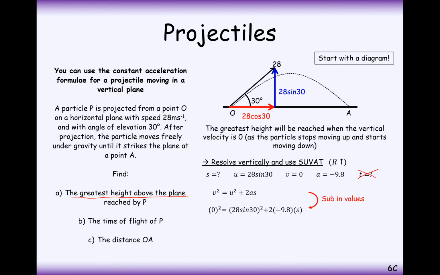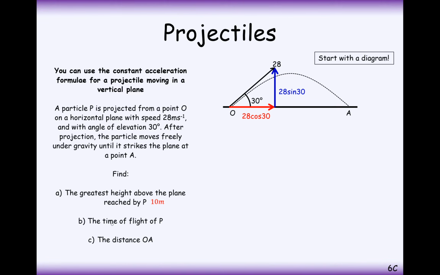So, substituting the values as appropriate, we're going to get a minus 19.6 here, so we'll add the 19.6 onto the other side. This will equal 196 eventually. So then divide by that and you'll get a distance of 10 meters. Great, so the greatest height above the plane there is 10 meters.